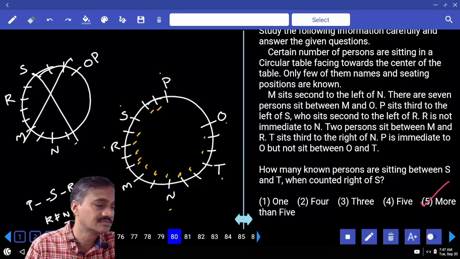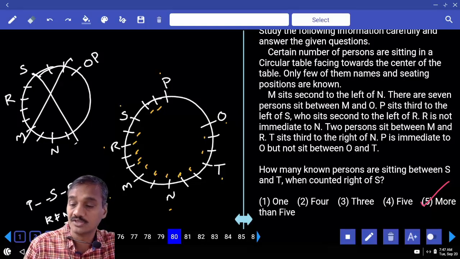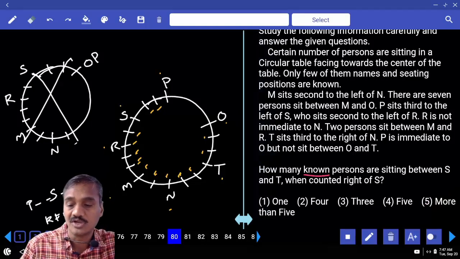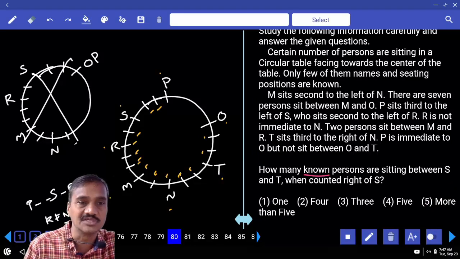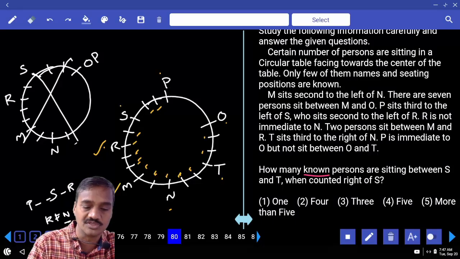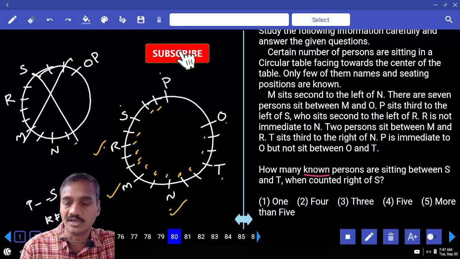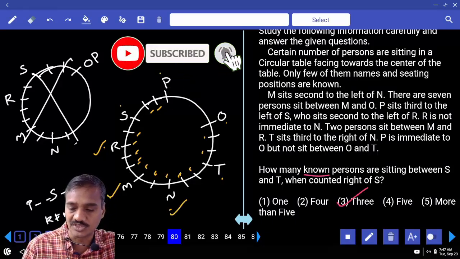Done with this? Now how many known persons are sitting between S and T? Between S and T, how many known persons are there? 1, 2 and 3. R, M and N are the 3 known persons. 3, choice 3, question number 81.